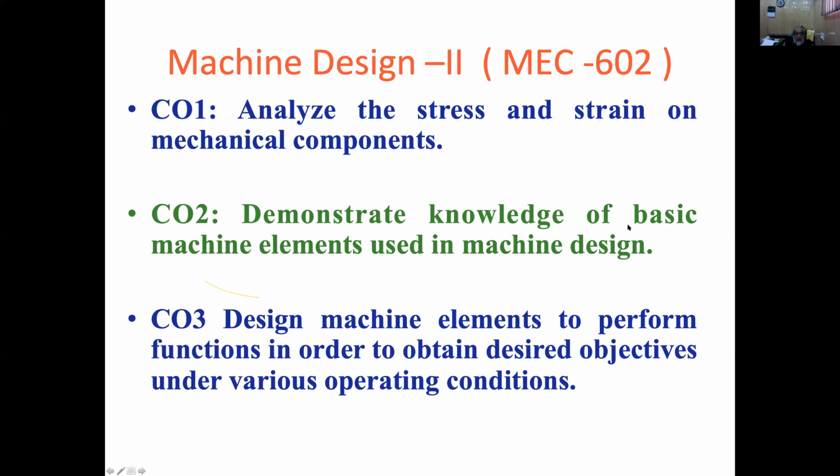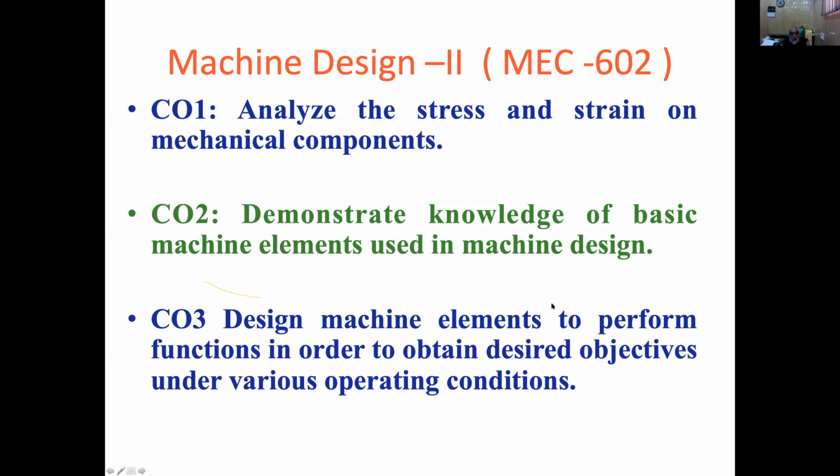CO1 is to analyze the stress and strain on mechanical components. CO2 is to demonstrate knowledge of the basic machine elements used in machine design. CO3 is to design machine elements to perform functions in order to obtain desired objectives under various operating conditions. The first 2 COs are quite well known to you and you can understand them very easily. The third CO is the one you will become familiar with during this course, and at the end of this course you must be able to design a machine element for attaining the desired objective under various operating conditions. This is the main objective of this course.